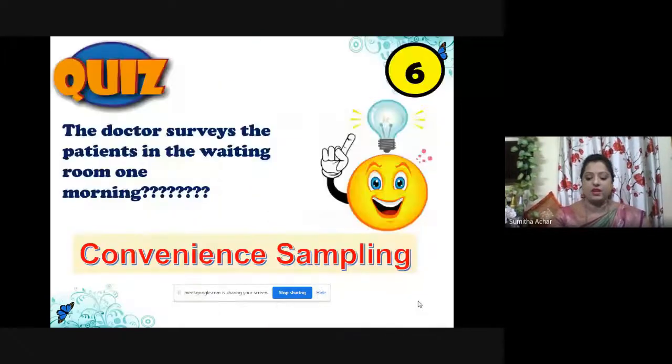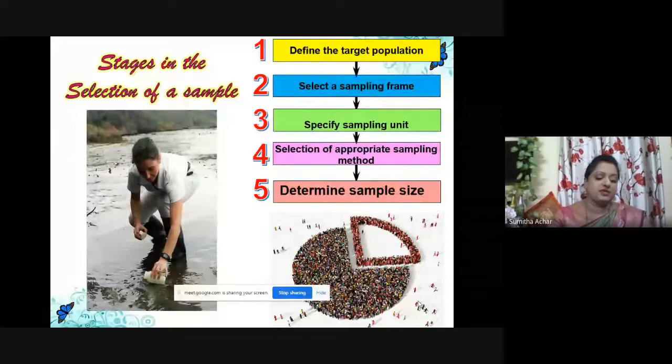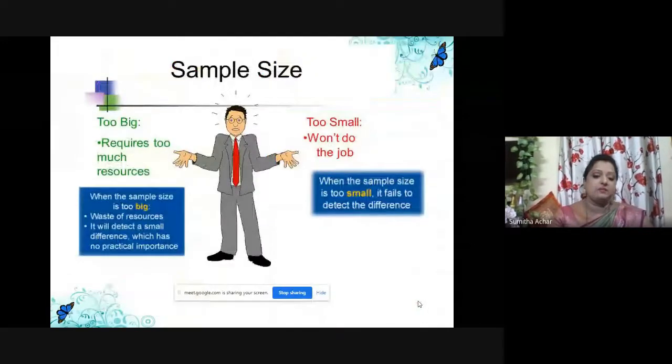Okay, I have only 6 quizzes here, but the remaining quizzes I've given to you in a Google form, which will be shared with you at the end of this session. Okay, proceeding further, the last step. We have finished the first 4, and the last and most important step is determining the sample size, right? I hope you have enjoyed the quiz. So we'll go to the last step, determining the sample size.